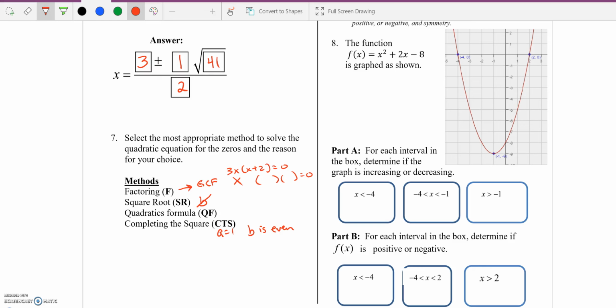Alright, this is part 2 of the Unit 9 review. So let's start at question number 8. It says the function f of x is equal to x squared plus 2x minus 8. We see the graph over here on the right.